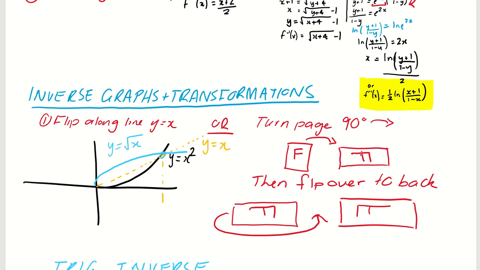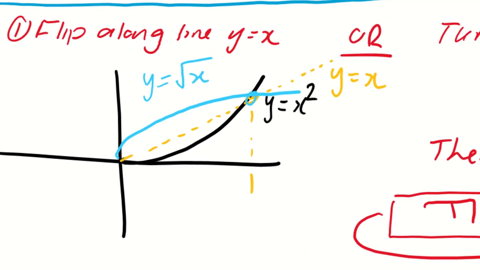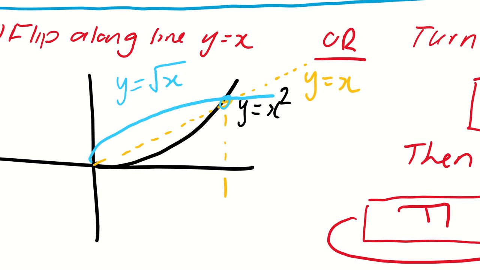Alright, inverse graphs and their transformations. So remember, to draw the inverse of a line, you just flip it along the line y equals x. So all I've done is shown you an example of exactly that right here. So I have the line y equals x squared, the line y equals x, they intersect at 1, 1, okay? Oops, that's a positive one. And when I flip that over the line y equals x, it becomes this blue line here, okay?